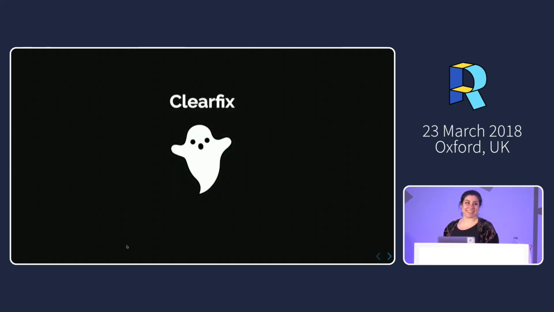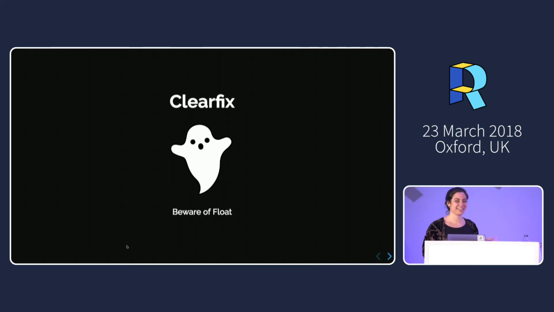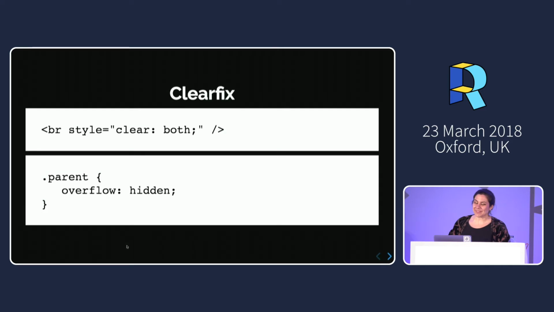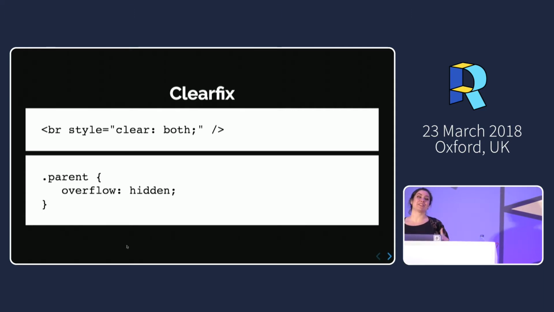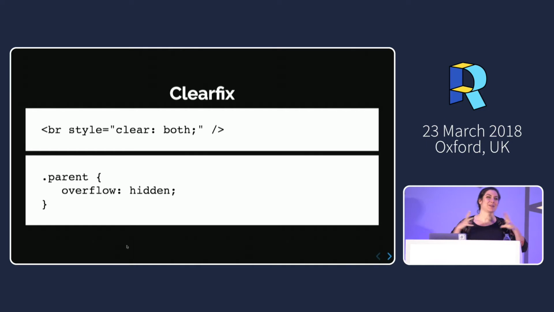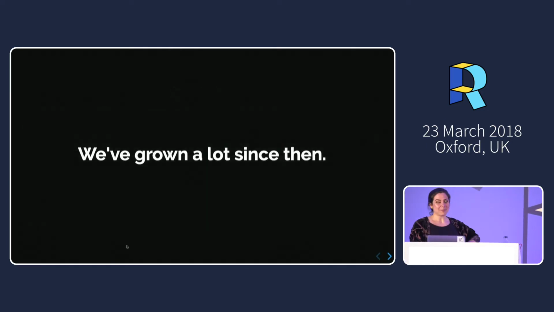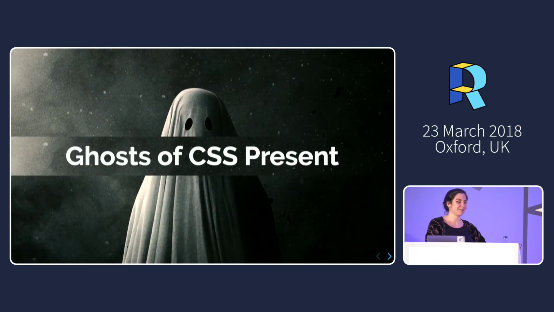Want to talk about the clearfix? Woo! Beware of float. It's almost like Ghost. Whatever. I have cute ghosts in here because I looked up Ghost on Google and it was terrifying, so I got the cute ones. So clearfix kind of looked like this back in the day. You could have your breaking divs that had style clear both. You had parents that you had to do overflow hidden. I know that I definitely did this a lot for my rows. But we've grown up a lot since then, haven't we? We have Flexbox, we have Grid, and that brings me to the ghosts of CSS Present.